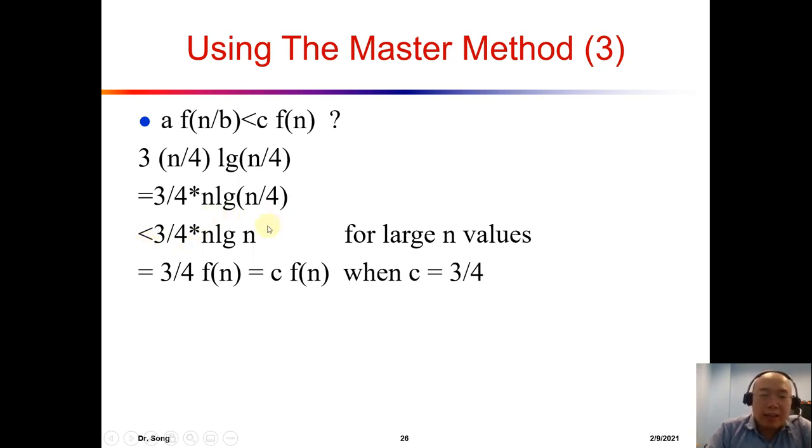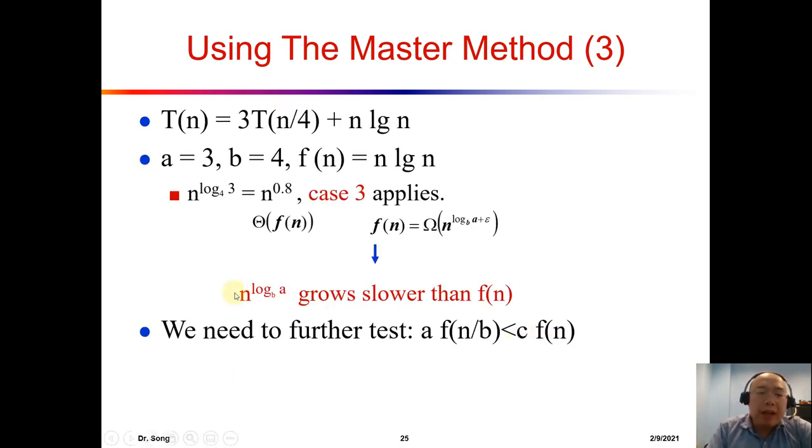N log n is exactly the f(n), right? So I want to substitute this n log n with f(n), and what do you have? You have a small constant value multiplied by f(n), and what is the C value? C is 3 divided by 4, and that is 0.75, which is smaller than 1. So we have proved two things.